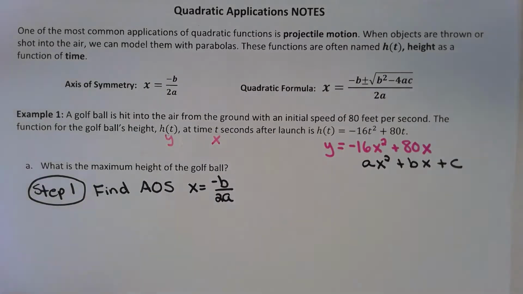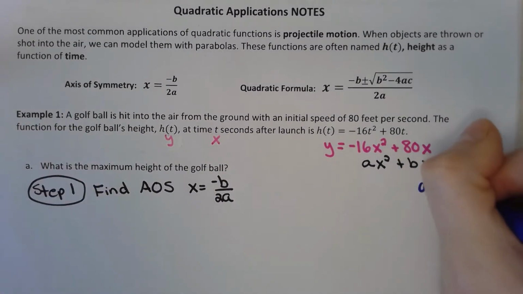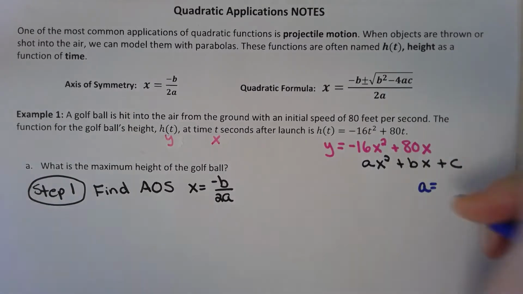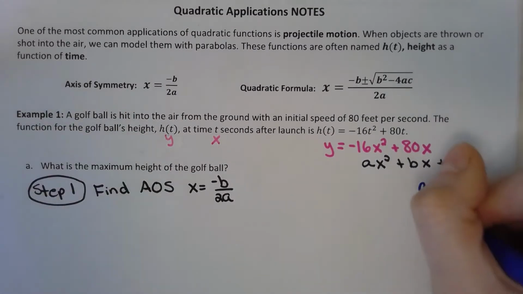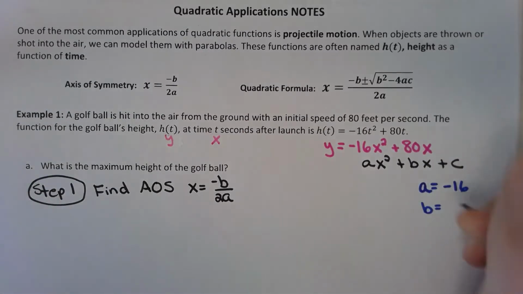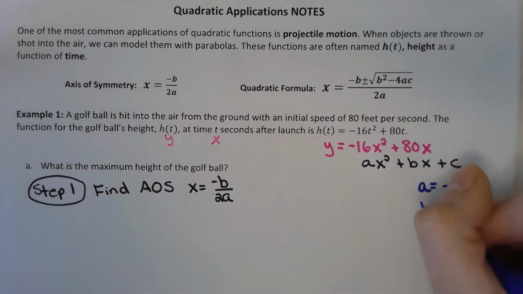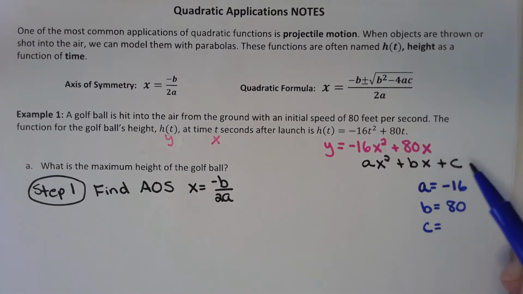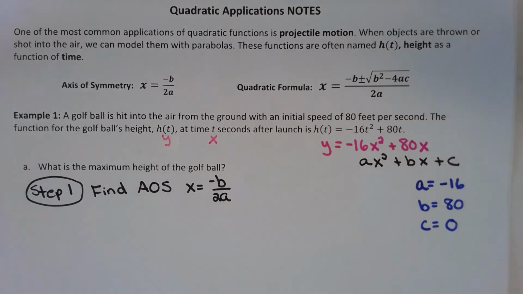Okay, so that means my a value is the number that's attached to the x squared. That would make it -16. My b value is the number that's attached to the regular x, so that would be 80. And my c value is the number at the end that doesn't have a letter attached to it. We don't have one this time, which means that our c value is 0. Okay. So now that we've got that information, we're going to come over here.